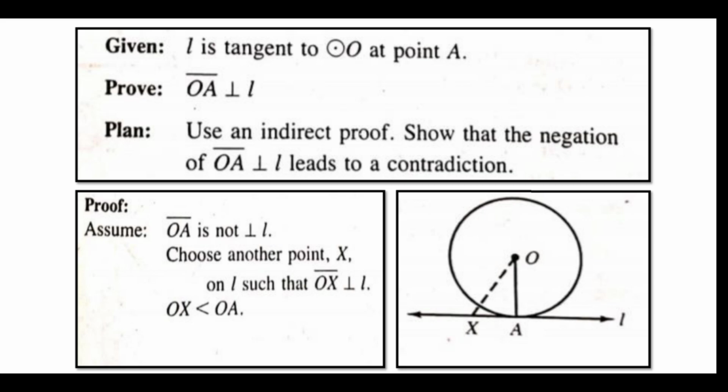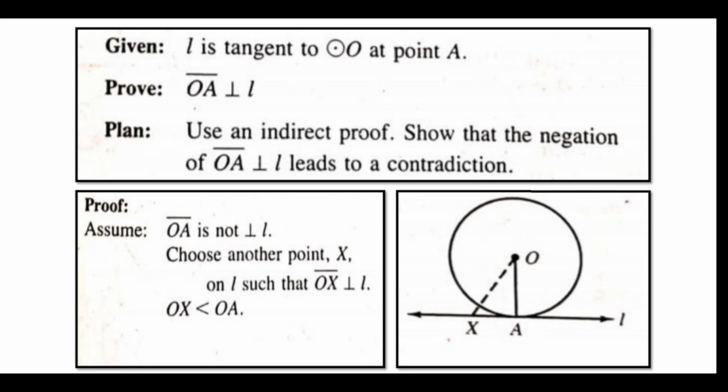So our plan is to use an indirect proof. Show that the negation of OA is perpendicular to line L leads to a contradiction. So here is our proof. Assume that segment OA is not perpendicular to line L. So basically, when we have here the negation, if the statement is segment OA is perpendicular to line L, then the negation of it is segment OA is not perpendicular to line L.